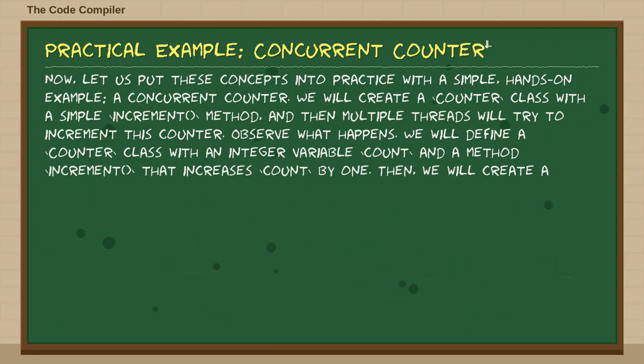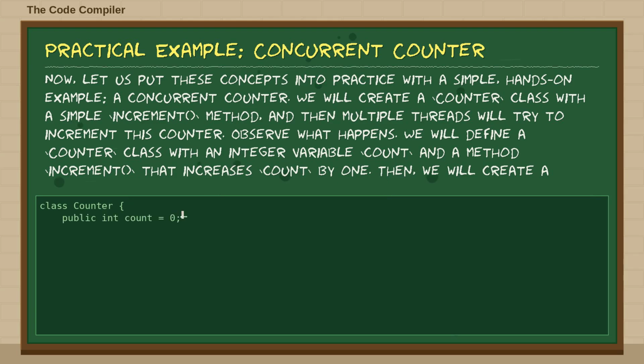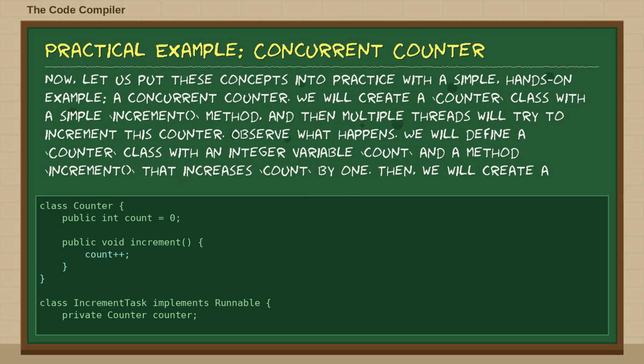When we run this, you might notice something unexpected. The final count is often not what you expect. If 10 threads each increment the counter 100 times, you would expect a final count of 1000, right? But it might be less. This leads us to our next point, common mistakes and how to fix them.